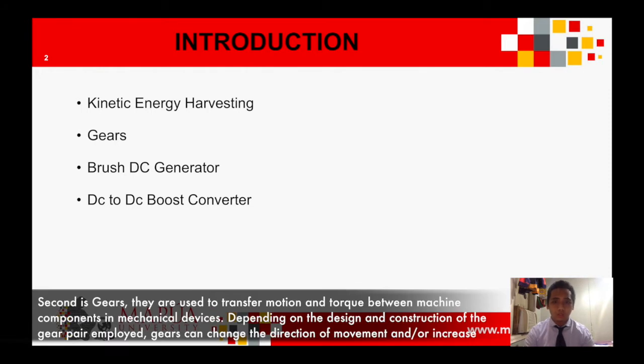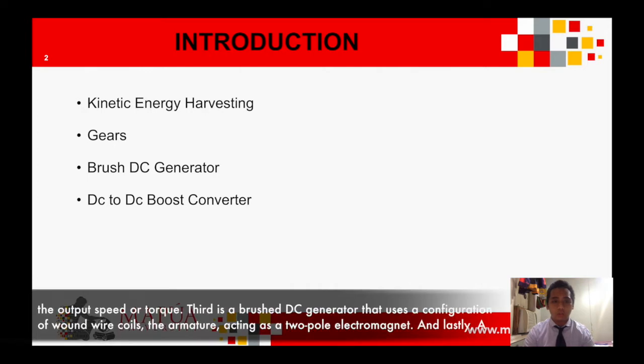Second is gears. They are used to transfer motion and torque between machine components in mechanical devices. Depending on the design and construction of the gear pair employed, gears can change the direction and movement and/or increase the output speed or torque.